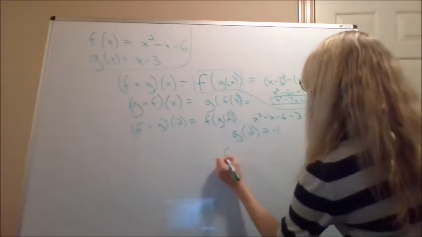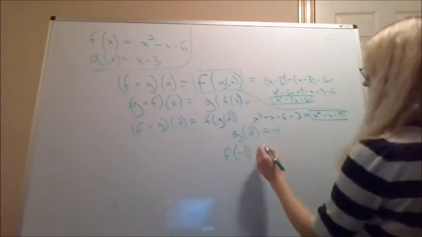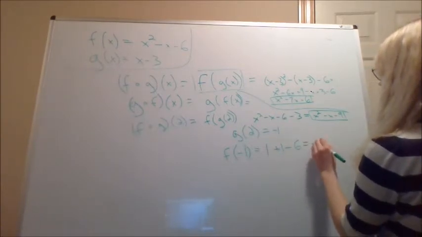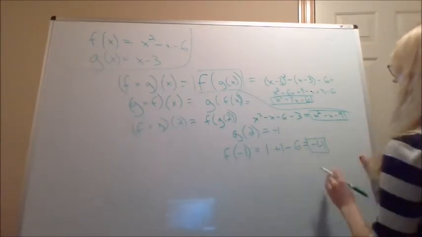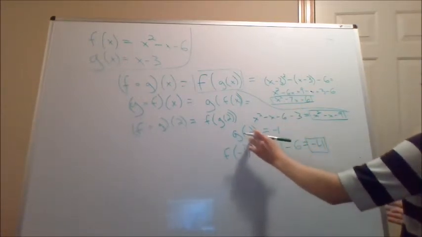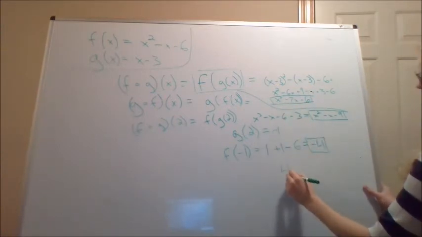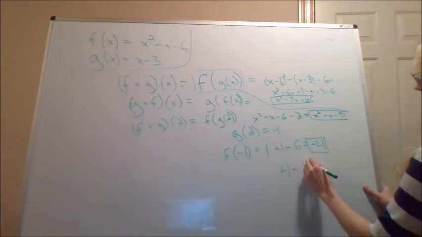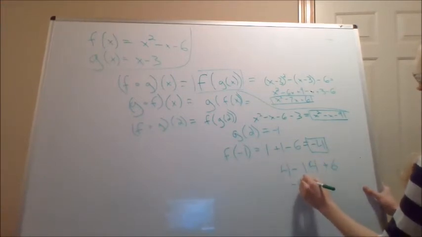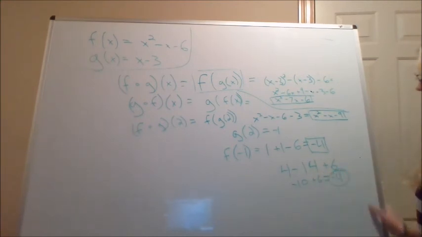So f of -1 equals, let's see, 1 plus 1 minus 6. So that is -4. And we see that if we use a different method here of plugging our 2's directly into our composite function here, we get 4 minus 14 plus 6. So this is -10 plus 6, -4. And you can see that we get the same exact thing.